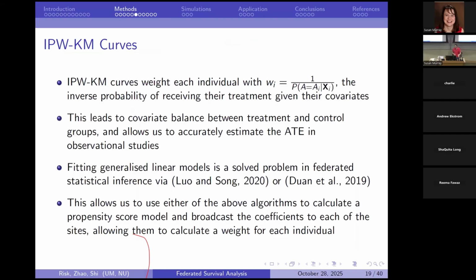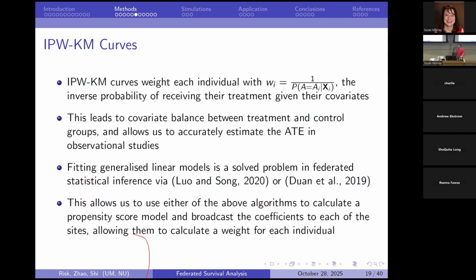Okay, so another thing that we wanted to accomplish was covariate adjustment, because we know that electronic health record data is always going to be hopelessly confounded. We know that people who get the treatment are going to be super different from people who get the control, and so we want to be able to implement inverse propensity weighted Kaplan-Meier curves. So in short, what inverse propensity weighted Kaplan-Meier curves do is they weight each individual based on the inverse of the probability of receiving their treatment given their covariates. And this is just a clever way of making sure that in the weighted population, after we've applied these weights, we have covariate balance between the treatment and control groups.